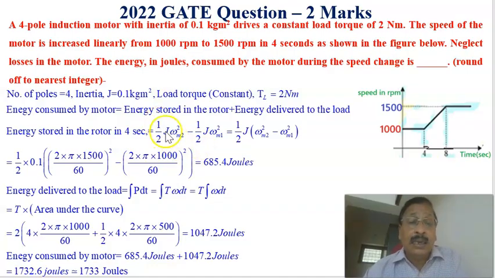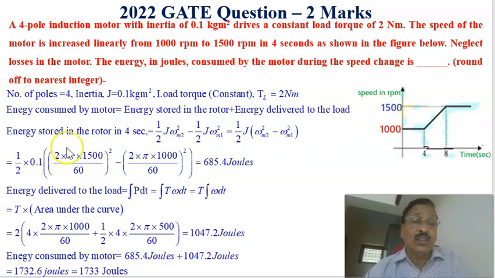Here, half J omega m2 square. Omega m2 means 1500, and omega m1 is equal to 1000. Substituting, half J omega m2 square minus omega m1 square. Of course, here you have to substitute. This is the speed actually, so you have to convert it into the corresponding angular velocity as 2 pi n divided by 60. Therefore, omega m2 is 2 into pi into 1500 divided by 60, whole square, minus 2 pi into 1000 divided by 60, whole square.